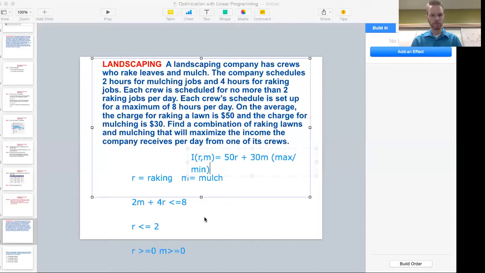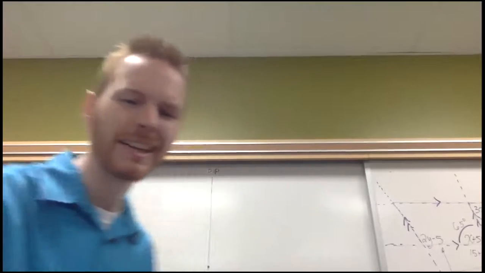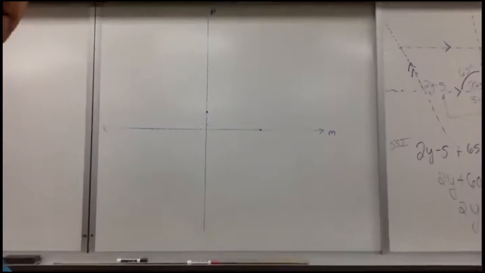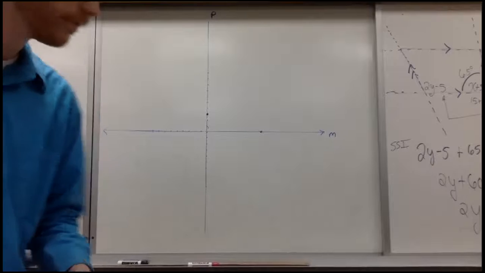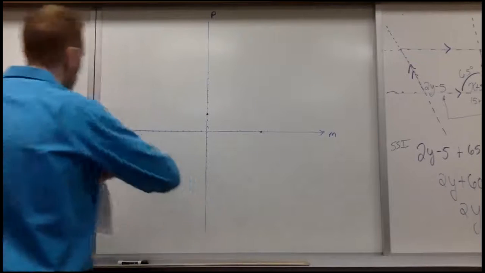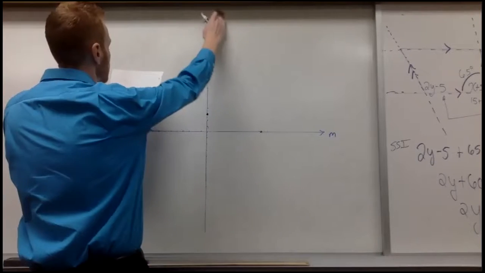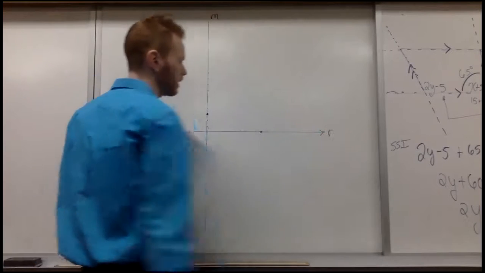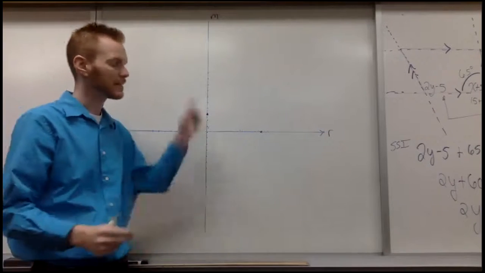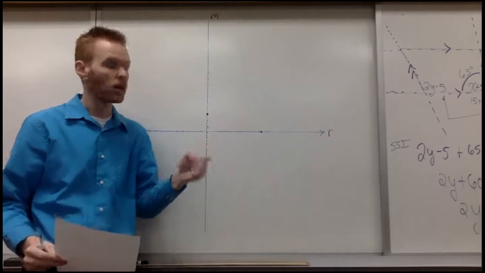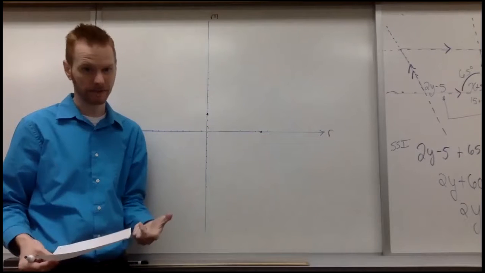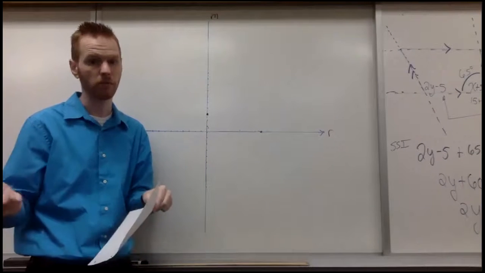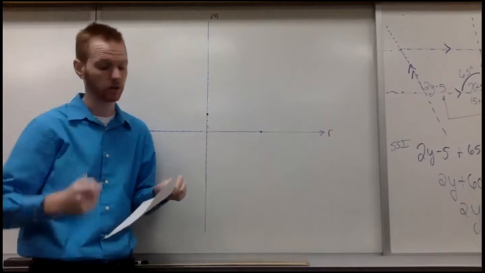Okay, so let's go ahead and graph this. So I'm going to stop sharing. Hey, welcome back. And here is that lovely graph that I tried to preserve from the last one. I'm now going to make this axis M for mulching and this one R for the raking jobs. Once again, it doesn't matter what it is in this case. Your graphs will look a little bit different. In fact, I'll show you a picture of what it could look like when we're done.